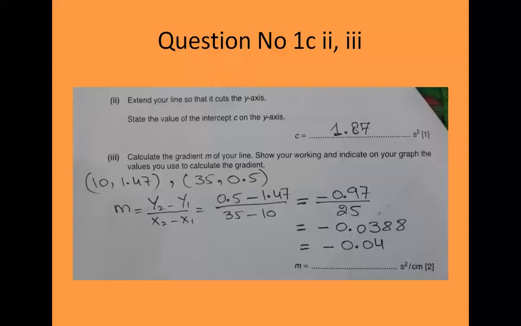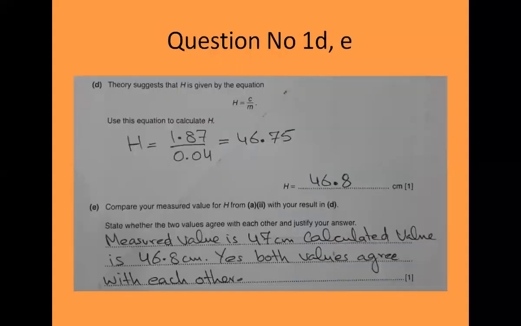I've done this. He says that the theory says that H will be equal to C by M. We have the value of the C and we have the value of the M. So 1.87 divided by 0.04, and that will be 46.75, so 46.8 centimeter. So compare your measured value for the H from the A second part.